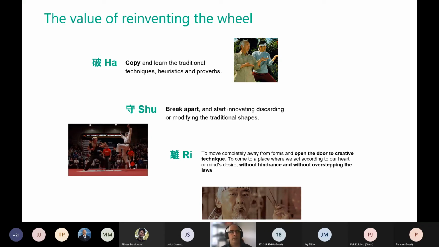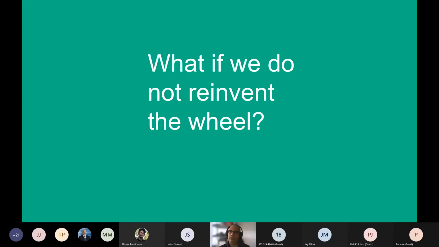So why do you learn martial arts? Why don't you just hire someone with martial arts expertise? Well, that's the same reason why I started a power flow algorithm. Because I needed to be able to innovate without hindrance and without overstepping the laws. So the question is not rather why reinvent the wheel, but what if we don't?